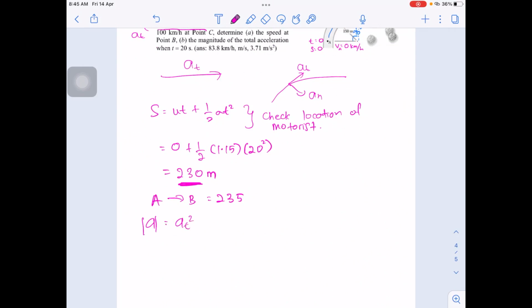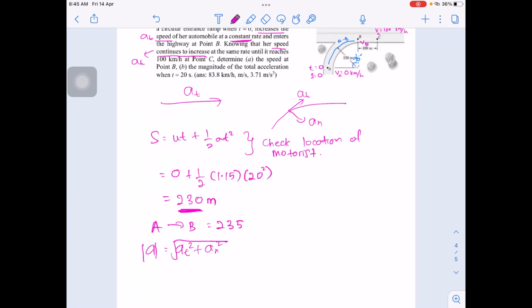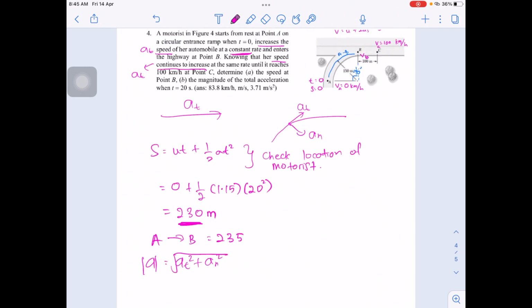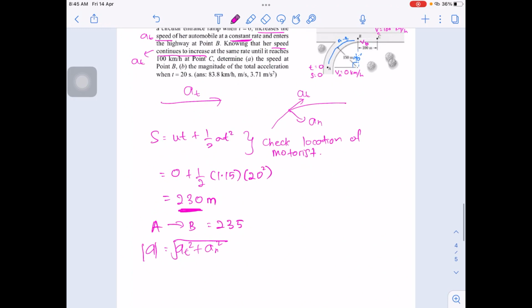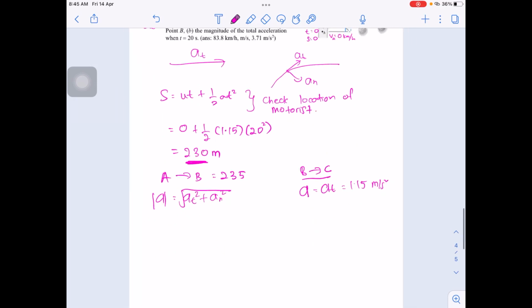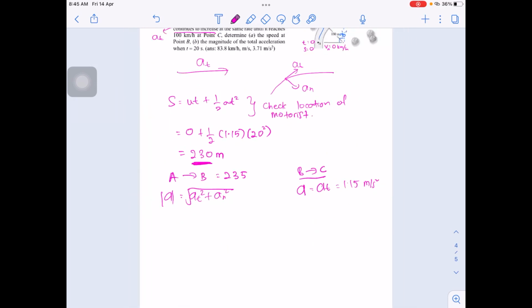A is the square root of AT squared plus AN squared. If the question told you, for example, T is more than 20, let's say 25, so you get S more than 235, so it's between B and C. If the car is between B and C, your acceleration is equal to the engine's, which is 1.15, so no need to do anything. But if your motorcycle or particle is in the curvilinear part, you need to use this equation to find both.